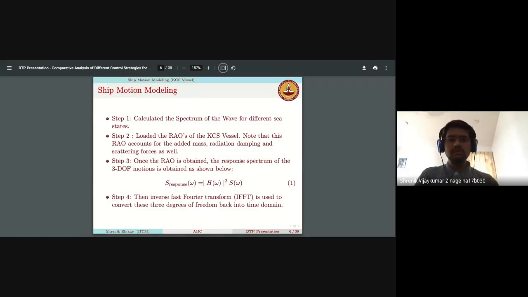So once the RAO is obtained, the response spectrum of the three degrees of freedom motions, mainly heave, roll, and pitch. Since our primary objective is to calculate the net heave of the vessel, I tried to calculate the time history only for these three degrees of freedom, namely heave, roll, and pitch. For each degree of freedom of motion, the response spectrum is given by equation number 1. Then finally, inverse fast Fourier transform is used to convert these degrees of freedom back into time domain.